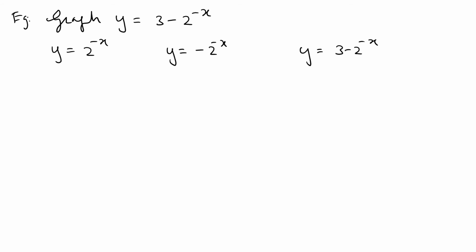So let's start with the first one. That is one of the basic graphs that we know now. The graph goes like that. It's going to pass through 1, and then we have the horizontal asymptote y = 0. Now, when you do the negative, it's going to reflect about the x-axis. So that means the graph of y = -2^(-x) looks like this.